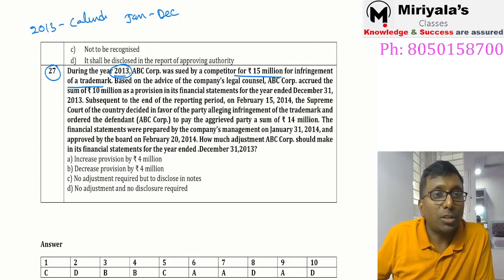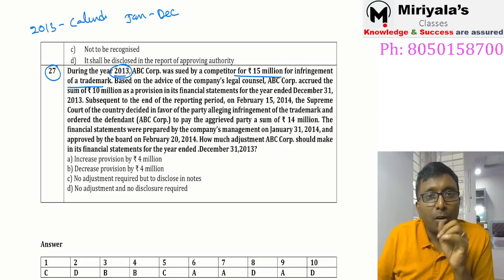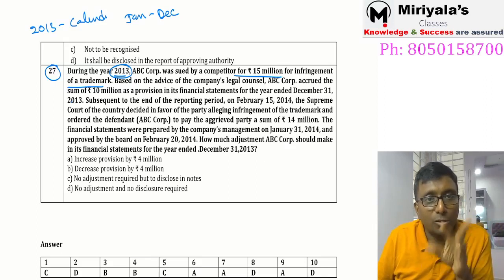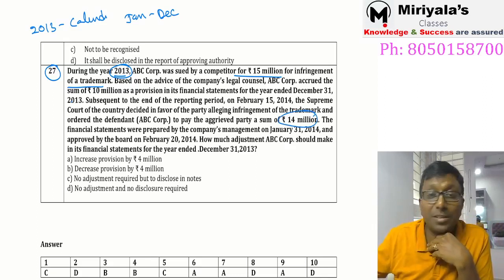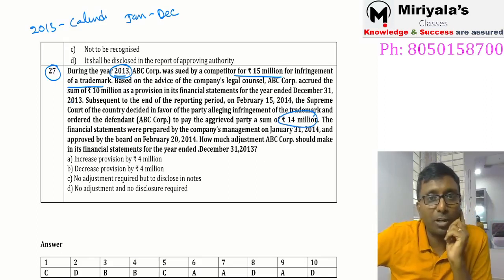So subsequent to the date, I mean February, that means after 31st December, the Supreme Court of the country decided in favor of the party challenging the infringement of the trademark. That means you lost the case. And they're asking us to pay damages of 14 million rupees. Their claim is that the court has said, not 10 million, you just pay 14 million.